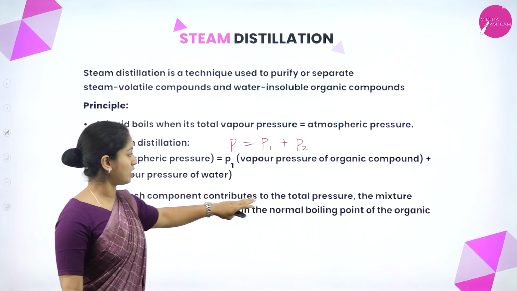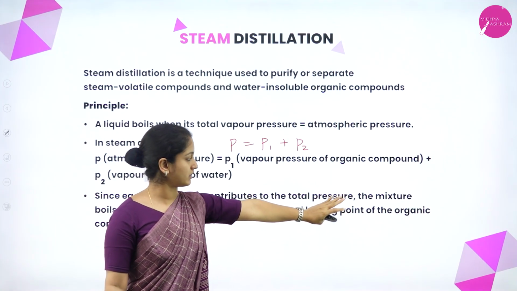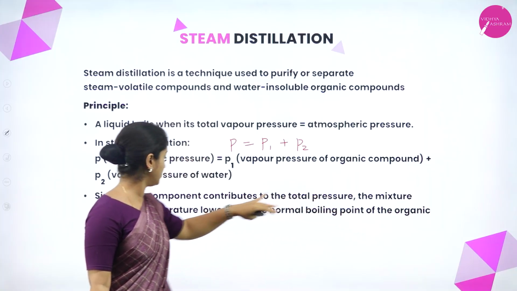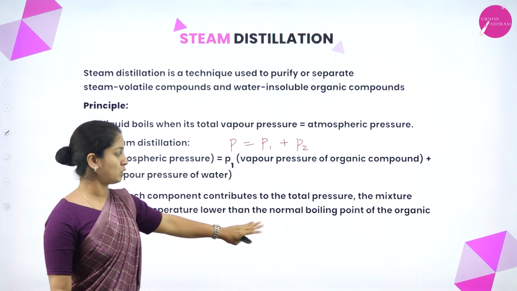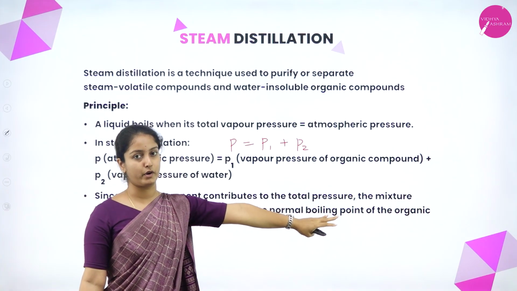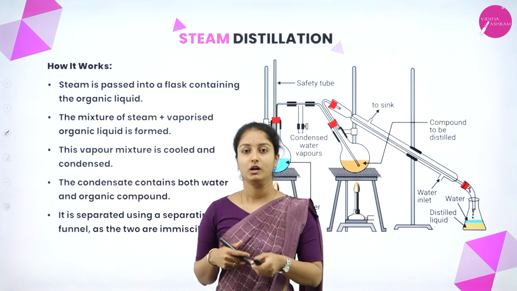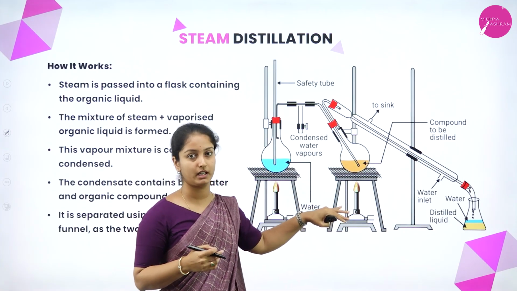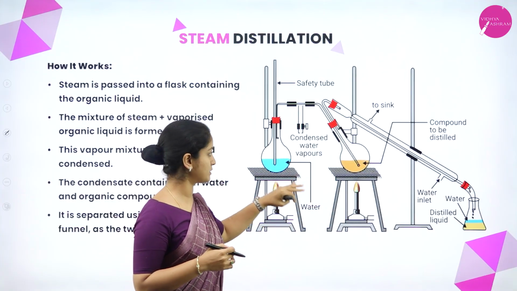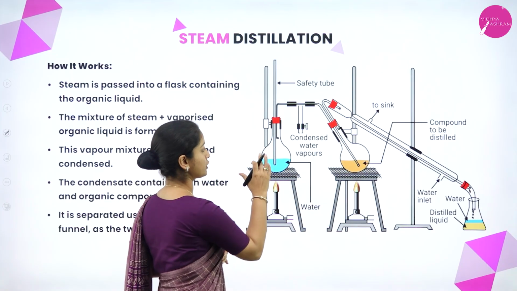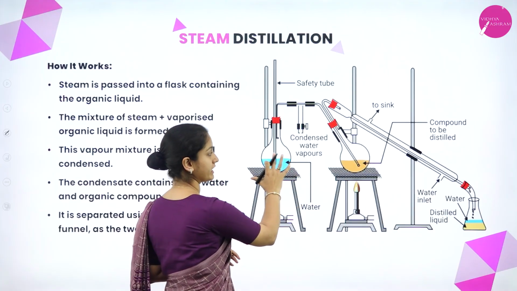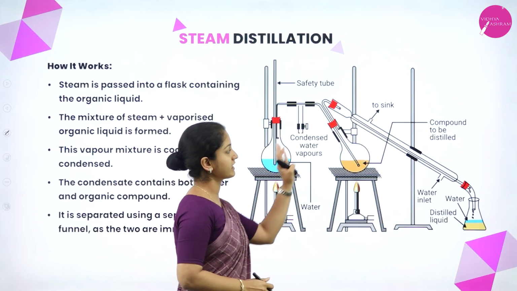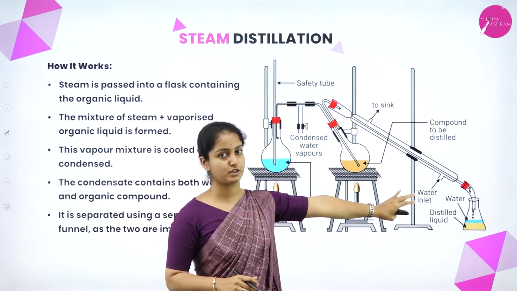Since each component contributes to the total pressure, the mixture boils at a temperature lower than the normal boiling point of the organic compound. Okay, let us study how it works. The experimental setup for the distillation process is as such, but here the difference is that there are two round bottom flasks connected to each other. The rest are similar to the distillation process.